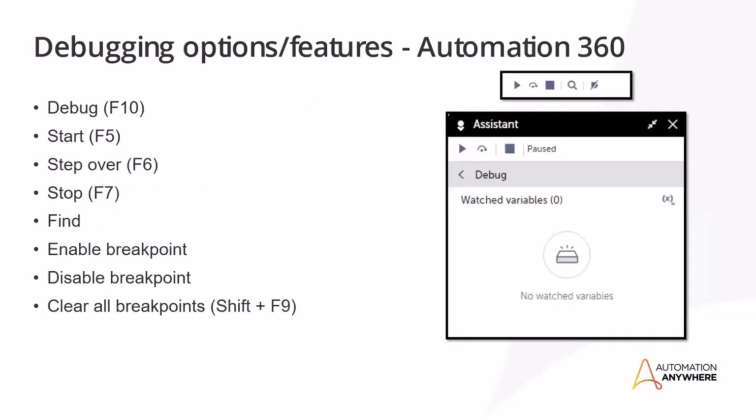Moving on to the debugging options available in the Automation 360 platform. In the image, you can see a small debug menu and an assistant. From the previous session, Maulish has already presented this assistant option where you see the code analysis errors. In the same assistant window, you can also use the debug options. These are some shortcut keys I have mentioned for debugging, enabling breakpoints, and finding code or variables in the code.